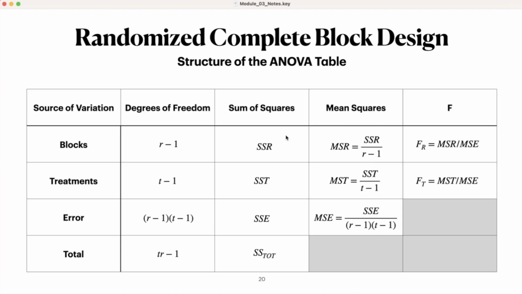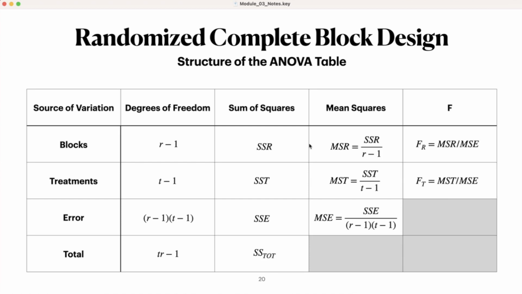Okay, so then we have the sums of squares column, and again we represent the block sum of squares by SSR, the treatment sum of squares by SST, the error sum of squares by SSE, and then the total sum of squares by SS tot.